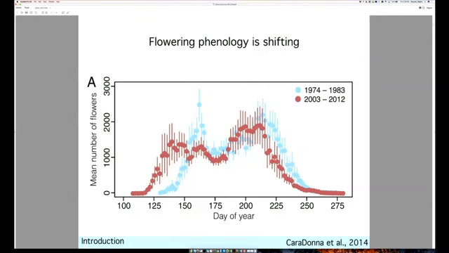that shows flowering time is shifting across the community. On the x-axis, I'm showing day of the year, and on the y-axis, this is mean number of flowers. You can see the blue dots represent data from 1974 to 1983, and then the red dots are more contemporary flowering times. We're seeing an overall shift in the community. But as I mentioned, species are responding differently, and this is extremely species specific. So I'm going to dive right into my study system.